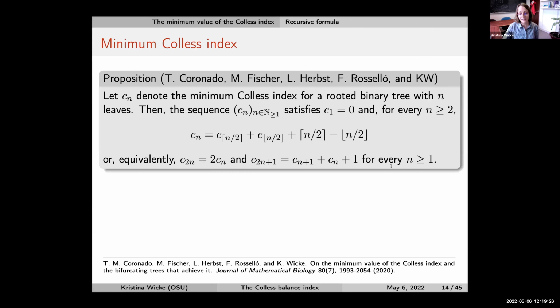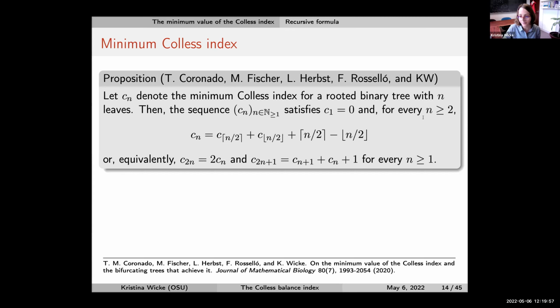Okay, and so when we started looking at that, the first thing that we could prove is that the value of the minimum Colless index, if we let Cn denote this minimum value, then we can find a recursion to get this value. So if Cn denotes the minimum Colless index for a rooted binary tree with n leaves, then the sequence of these Cn values satisfies that C1 is 0. So the Colless index of a tree consisting only of one leaf or one vertex is 0.